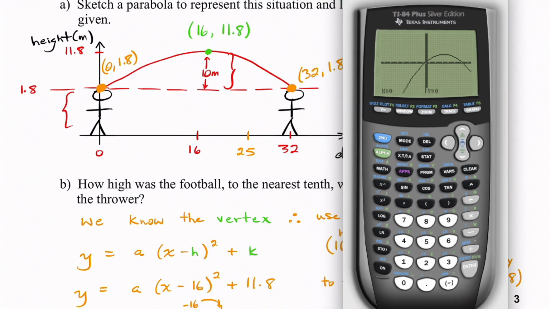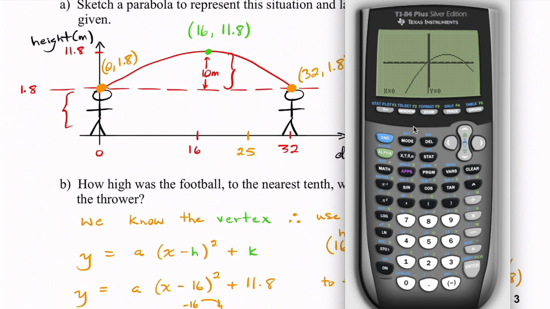Okay, so in our calculator, we want to find when x has moved over to 25. So we're going to go second, trace, and then we want to find a value. So we're going to click enter or click number 1. And we want to find when x is 25. That's going to give us out the y value. Okay, and it happens to be 8.6 meters.